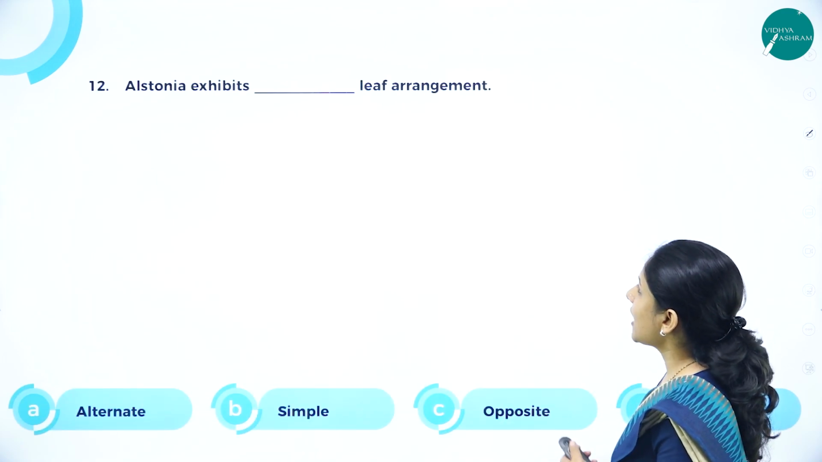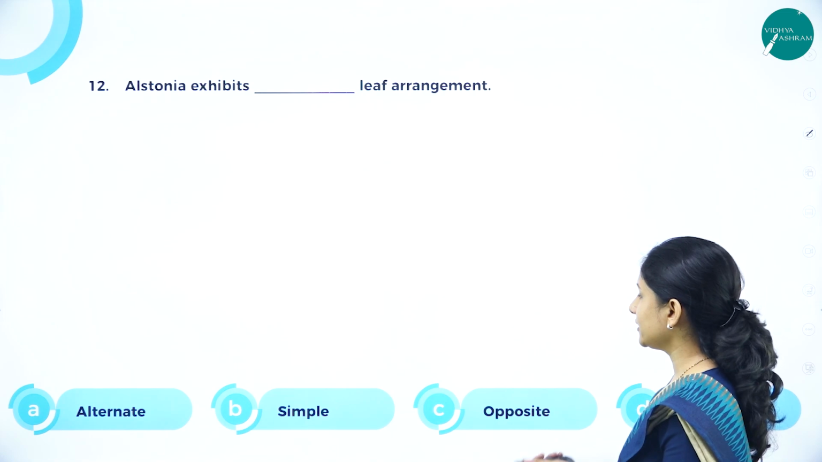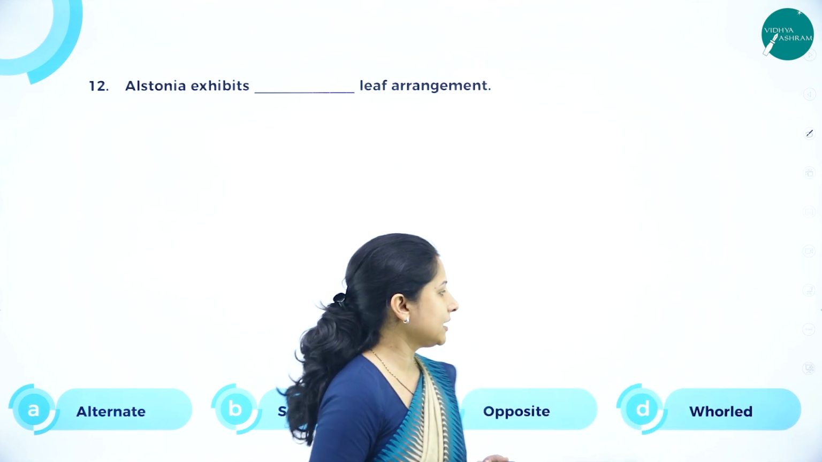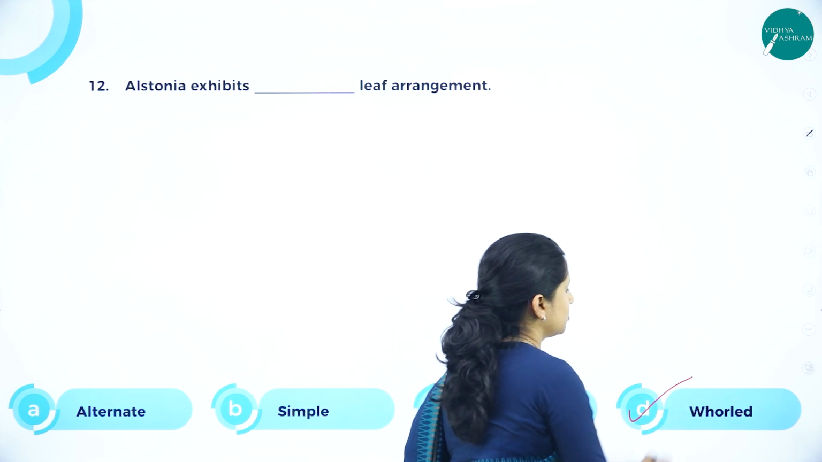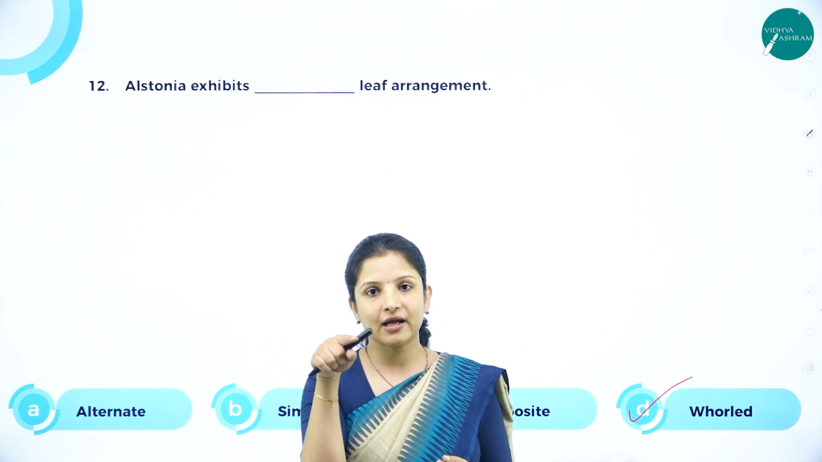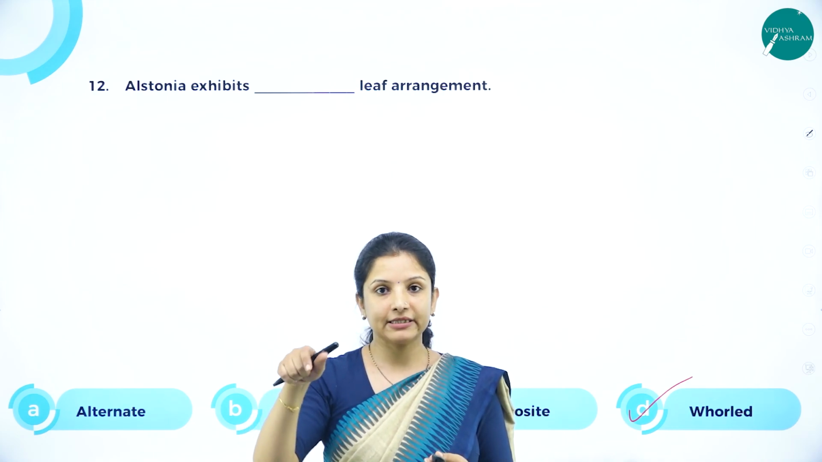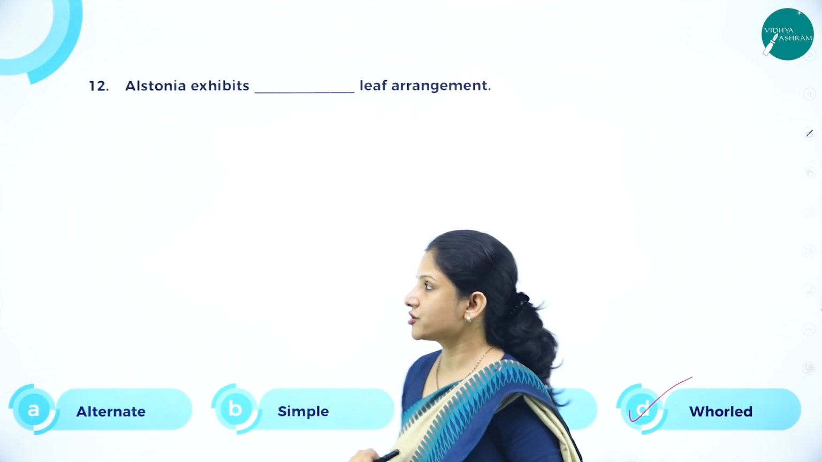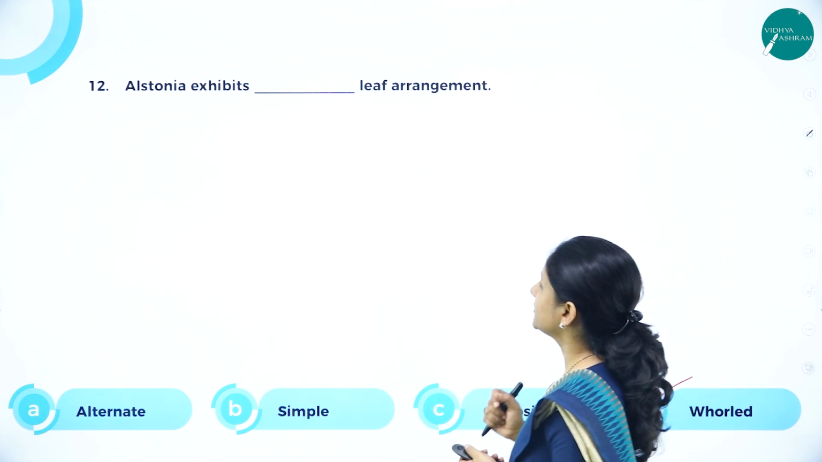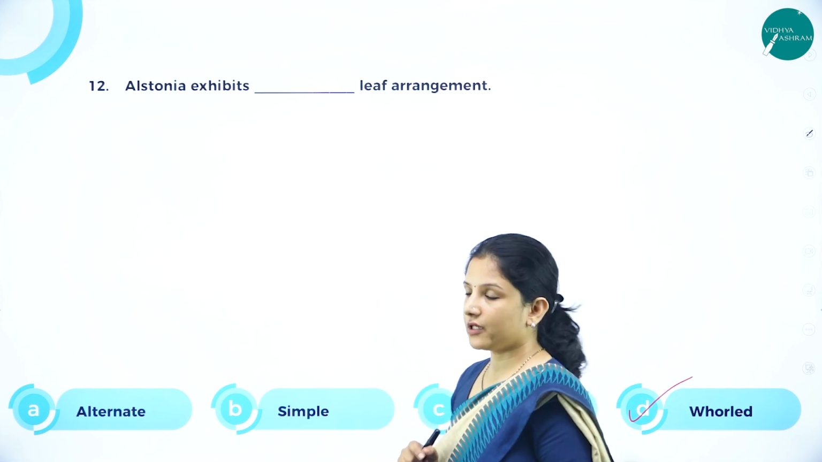Alstonia exhibits dash leaf arrangement: alternate, simple, opposite, whorled. So whorled leaf arrangement is seen in Alstonia. In Alstonia, from the node several petioles arise bearing leaves which form a whorl-like arrangement. So that example is Alstonia. Therefore, Alstonia exhibits whorled leaf arrangement.